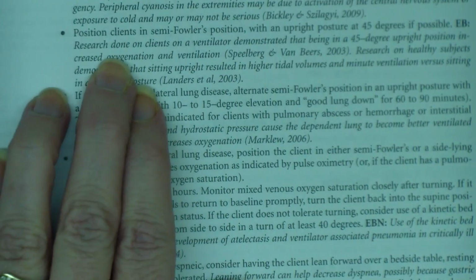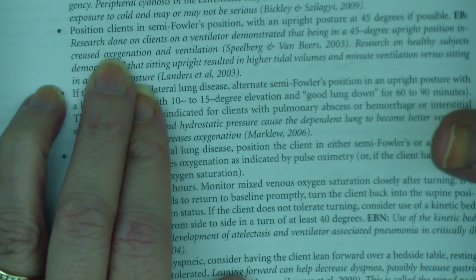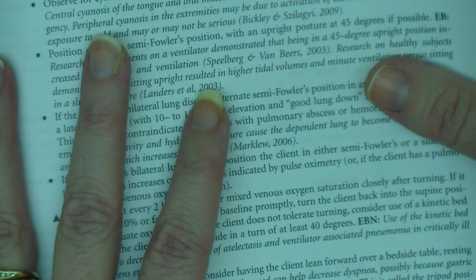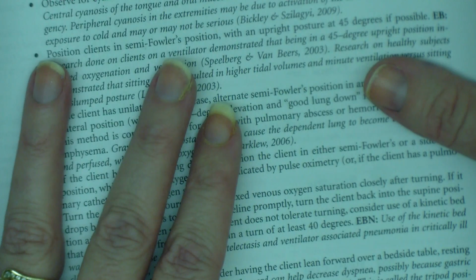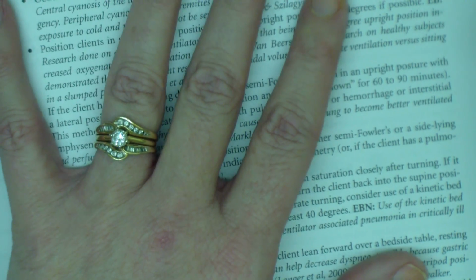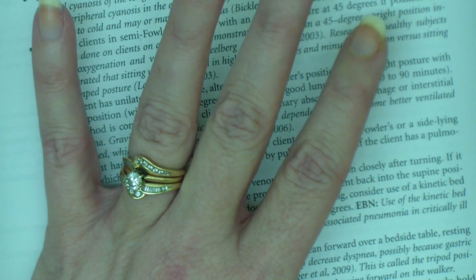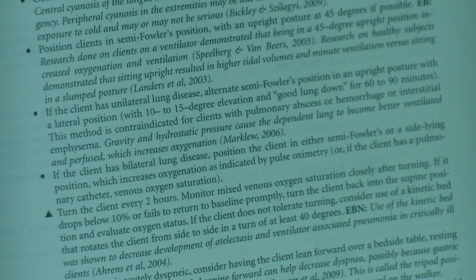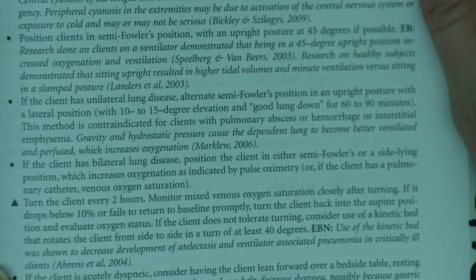We're going to reposition the client in a high semi-Fowler, meaning sitting high up in the bed. We can also have them lean forward. You'll learn about the tripod position. They're sitting on the side of the bed with a table in front of them, leaning on their elbows. It's hard to explain, I'd have to show you, so you'll have to look it up. It's a position where they can get the most lung expansion and take in as much air as possible.